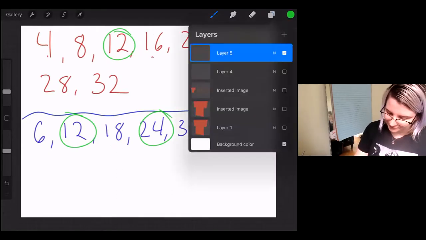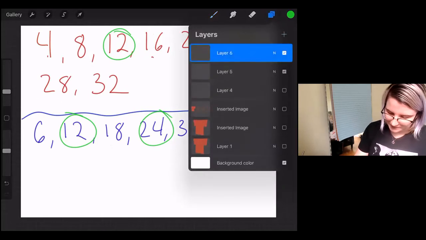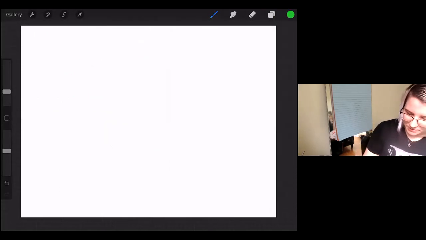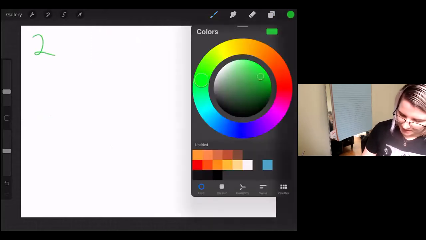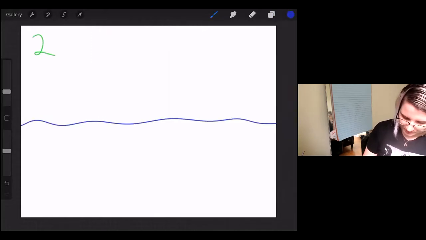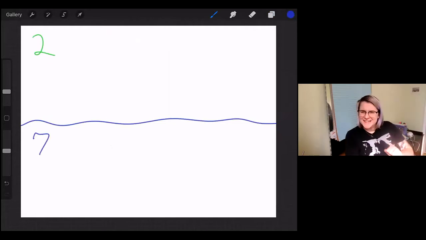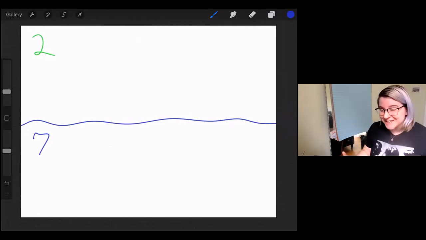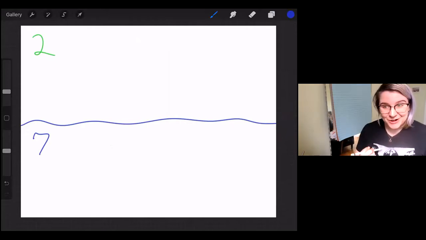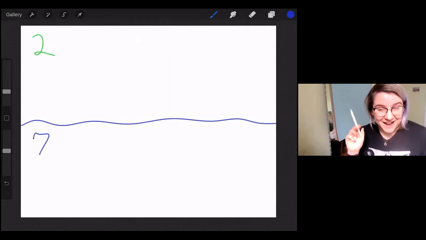What if I ask for the common multiples of 2 and 7? Do I need to list all of this out like I just did with the other numbers? No, I don't. I really don't. Remember, we practiced this the other day.